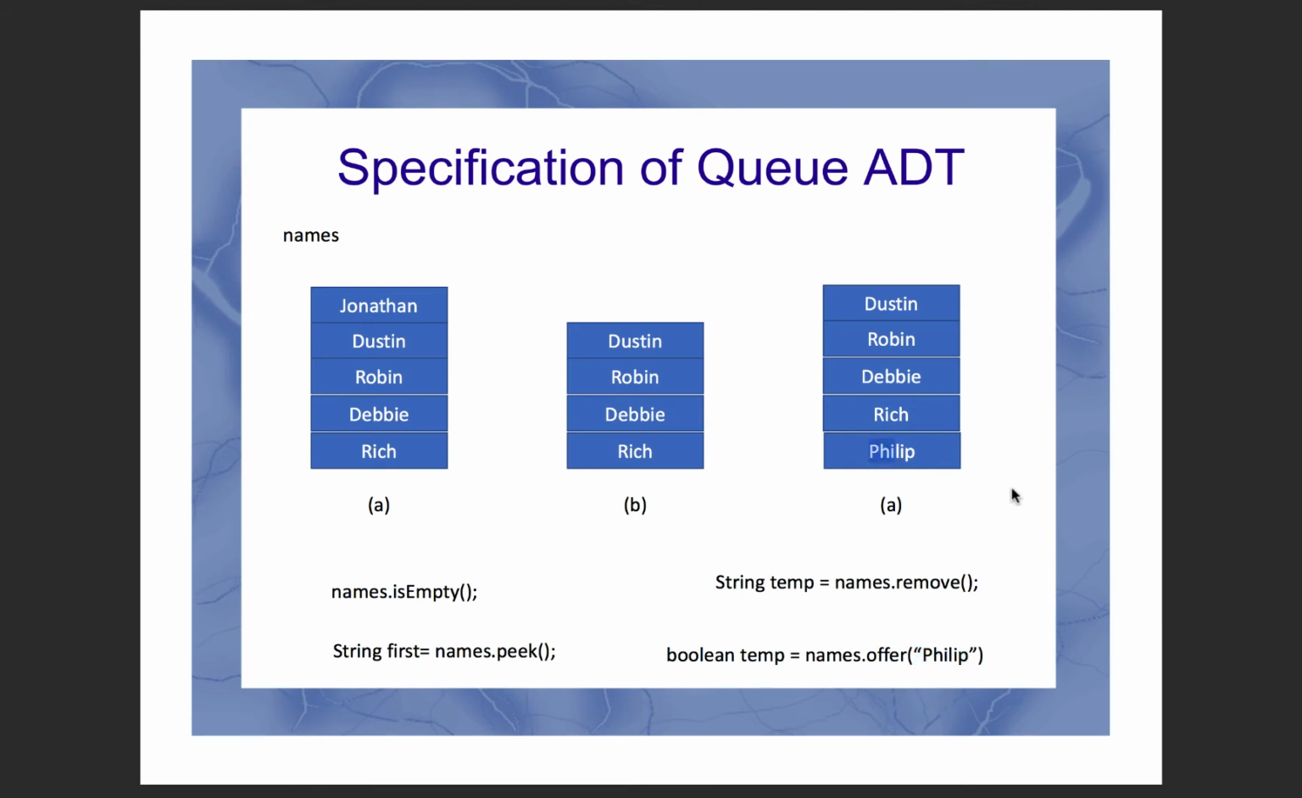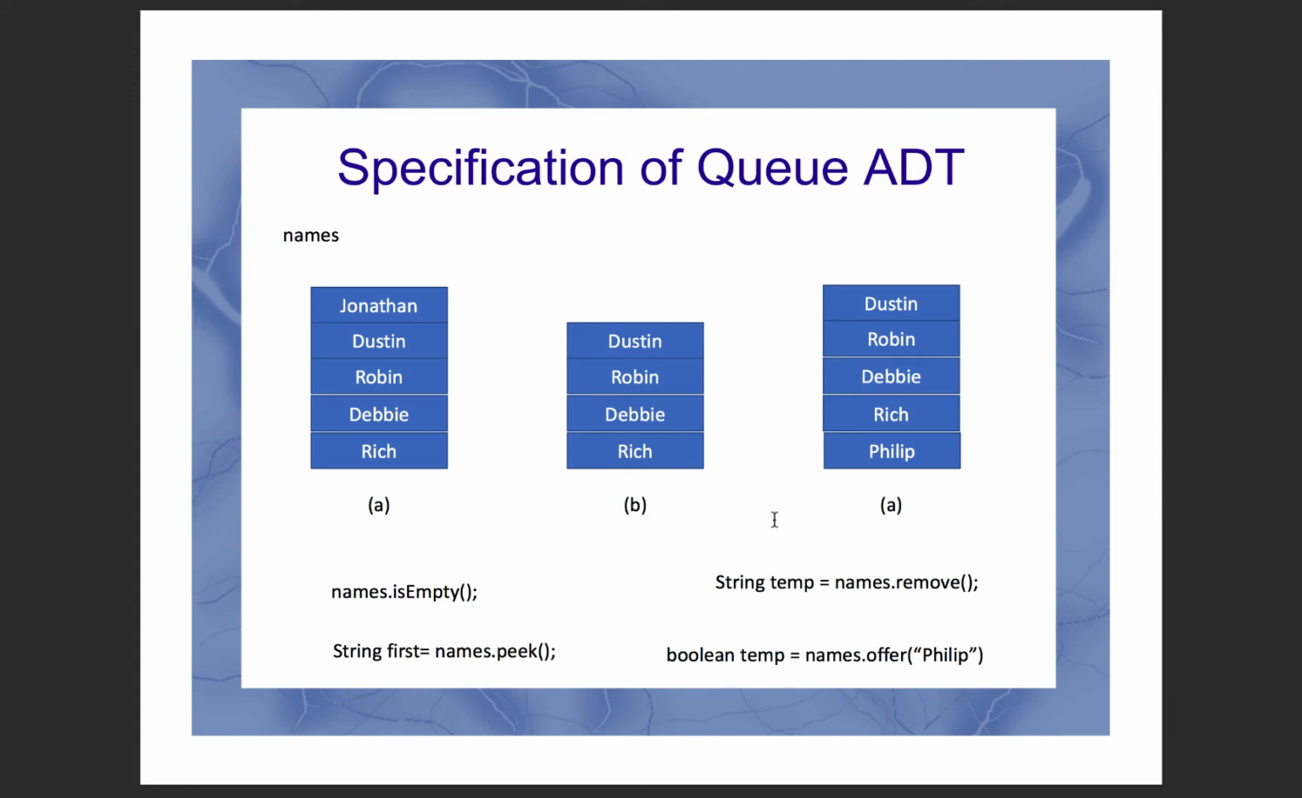So you can find the difference between stack and queue. In a stack we have seen that whatever you insert, you insert at the top of the stack, and whatever you delete, you delete from the top of the stack. However, in a queue, whatever you insert, you insert at the back of the queue, and whatever you delete, you delete from the front of the queue. So this one is an example of a queue.